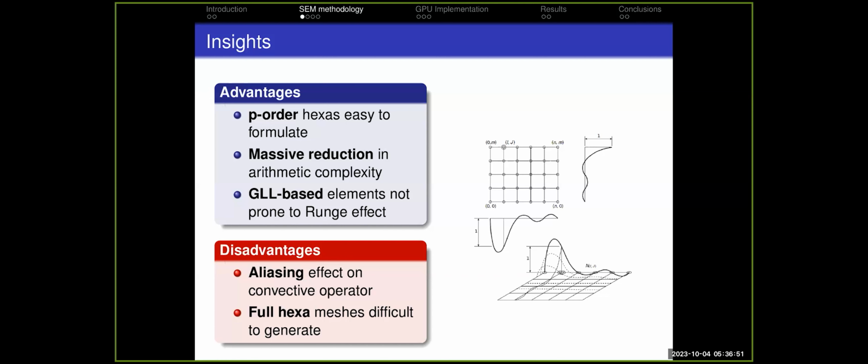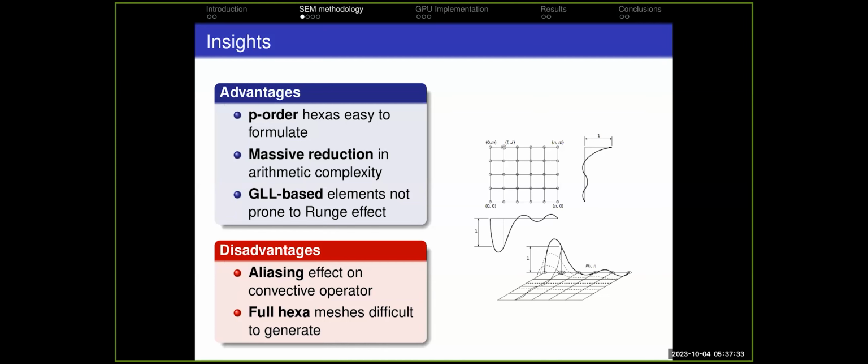What this leads to is that those p-order hexahedra are very easy to formulate. It's very easy to construct the Lagrangian shape functions for them and their derivatives. And in the case of GLL positions for the nodes, we have functions to compute those positions and weights at these nodes, so they're not particularly cumbersome. We don't have to hard code anything. There is, as we'll be seeing shortly, a massive reduction in the arithmetic complexity of this algorithm, because we will be able to eliminate a lot of operations compared to classical finite elements.